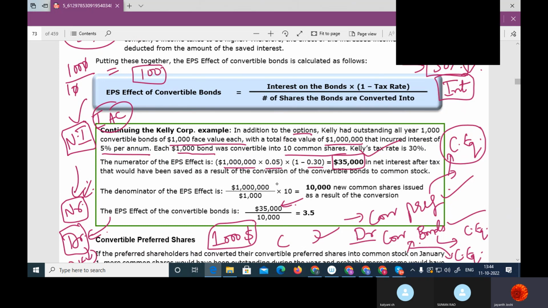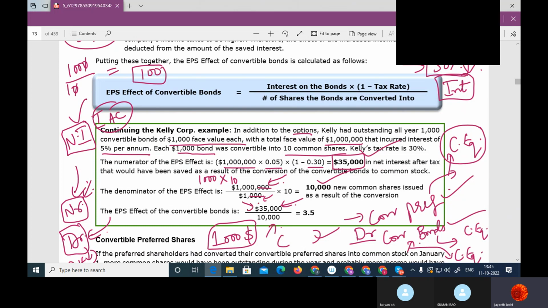So how much is the total value of the bond holding? It is this much. One bond is this much, so it will give you the number of bonds. So these are 1,000 bonds. One bond is getting converted into 10 equity shares, so 1,000 bonds will be getting converted into 10,000 equity shares. Correct? So I took the 10,000 equity shares in the denominator. That is the denominator effect, and numerator.